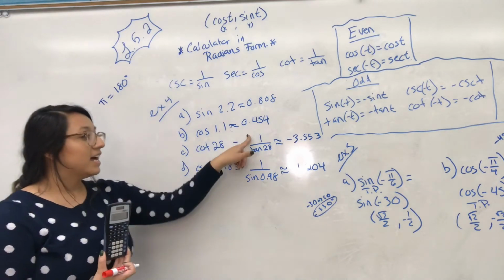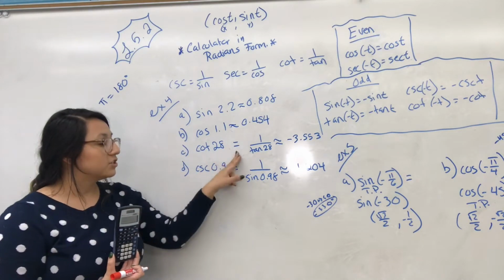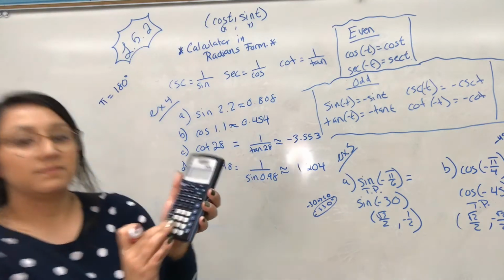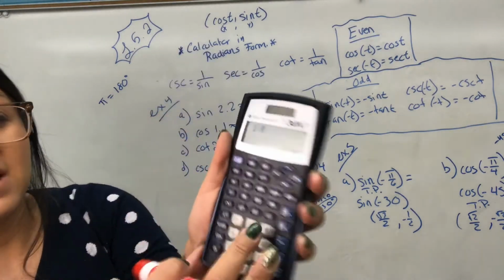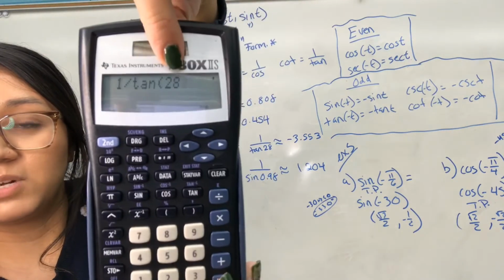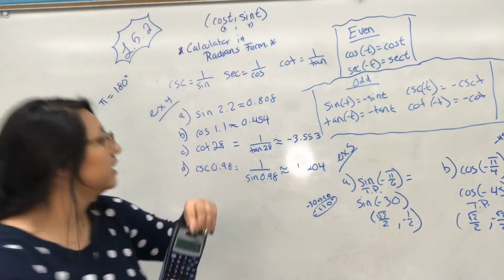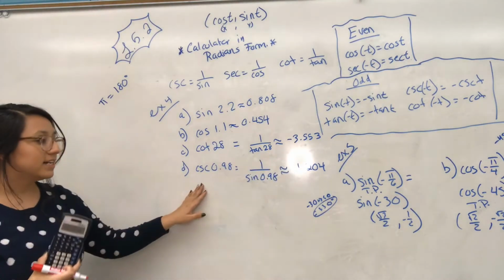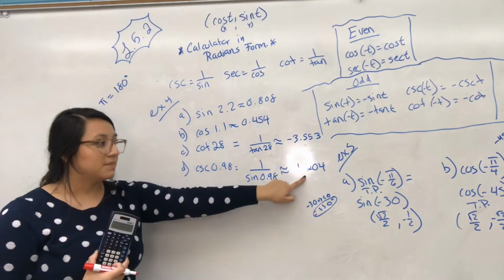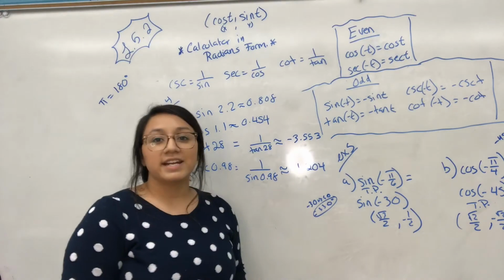So here, I have to convert it. So I know the cotangent is the reciprocal, it's the opposite function of tangent. So then you have 1 over the tangent of 28. So you do 1 divided by tangent of 28. Put everything all together, equal sign, don't mind my nails. There you go, you got negative 3.553. Last one, cosecant, same thing. It's a reciprocal of sine. So 1 over sine, put it all together. It's about 1.204. Simple.